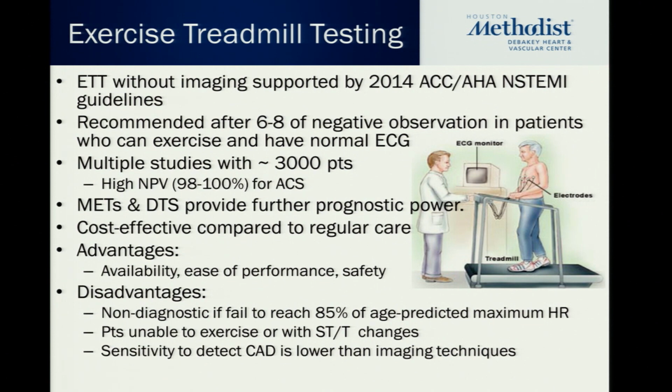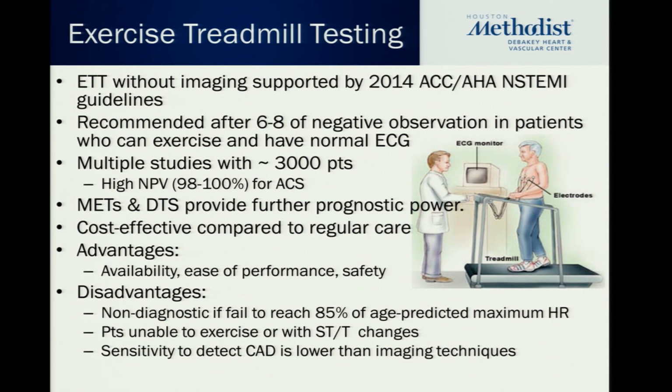So, exercise treadmill testing. Dr. Q will also go over this. A lot of literature, obviously, this has been around for a very long time. It's supported in the guidelines. Over 3,000 studies show that this test has a high negative predictive value for ruling out acute coronary syndromes. So it works, and you know how cheap it is and how easy it is to do. But some of its limitations are that you have to have a patient who doesn't have hip or joint problems. They have to be able to exercise.